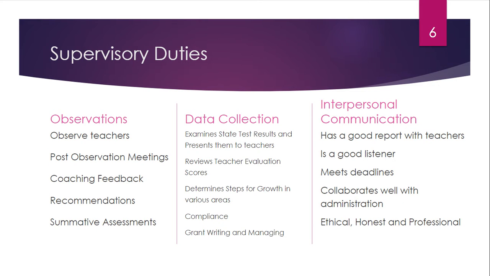I will be observing you 6 times this year as a non-tenured teacher. Once you receive tenure, I will only need to observe you 3 times. After each observation, we will schedule a post-observation meeting where I will be able to give you coaching feedback and recommendations. Also, at the end of the year, I will be giving you a summative assessment where you will receive a score for your efforts throughout the year.